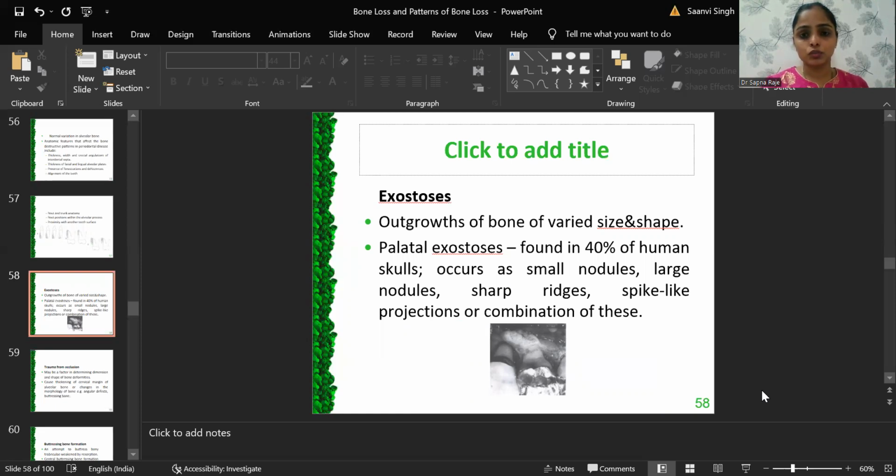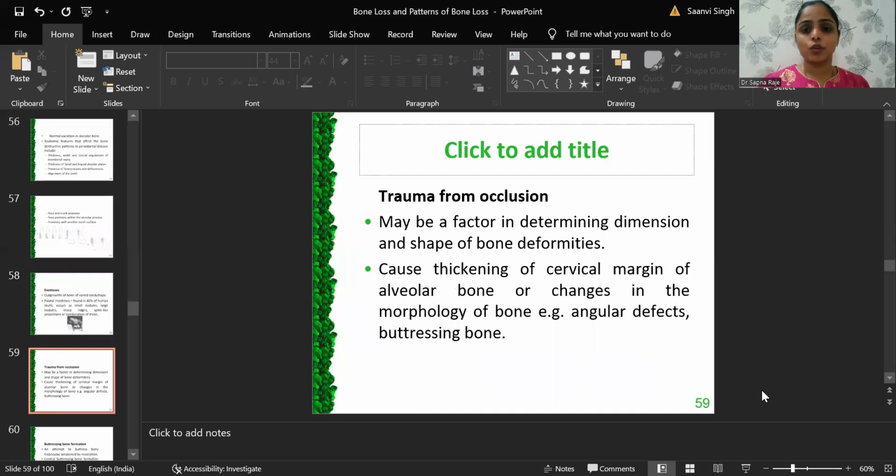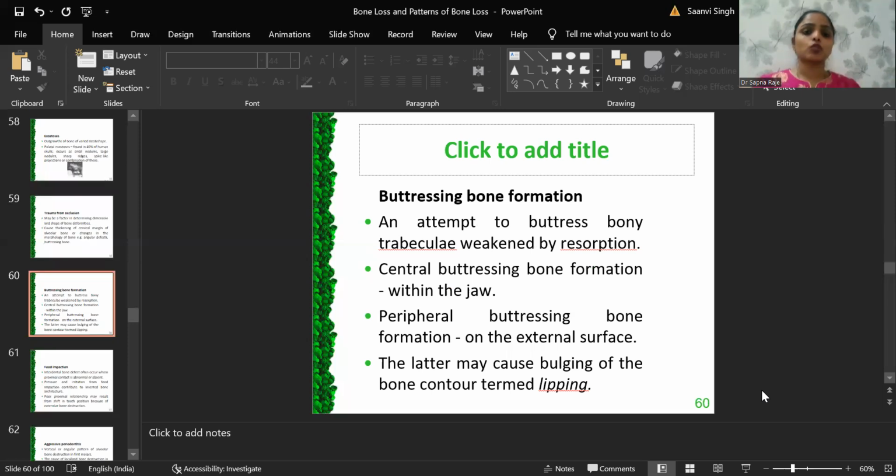Then palatal exostosis, found in 40% of human skulls, occurs as small nodules, large nodules, sharp ridges, spike-like projections, or a combination of these. So that also affects the formation and loss of the bone. Trauma from occlusion causes thickening of the cervical margins of the alveolar bone with changes in the morphology of the bone, for example angular defects and buttressing bone. Buttressing bone formation is an attempt to buttress bony trabeculae weakened by resorption.